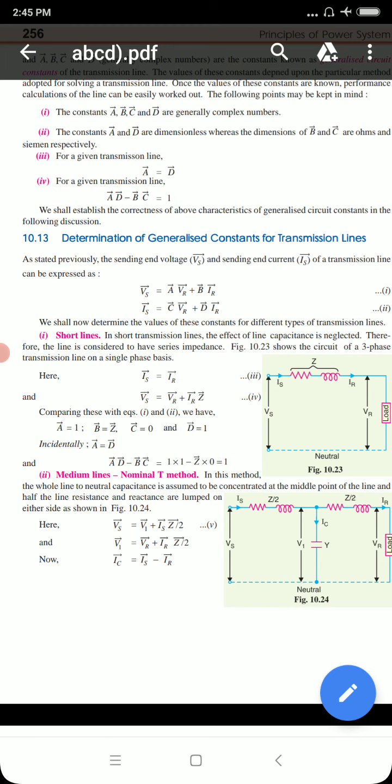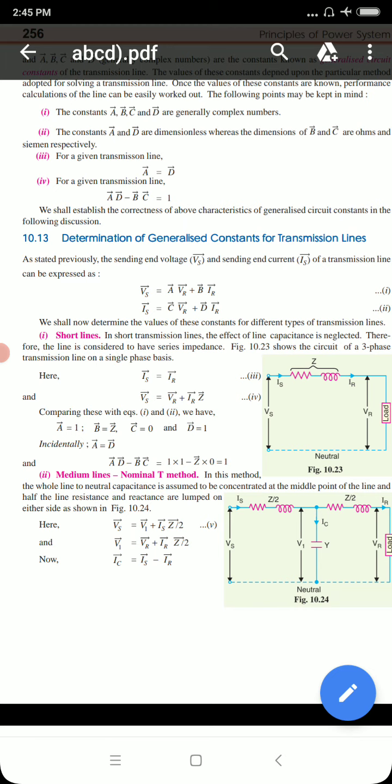If A is 1 and D is 1, you are getting A equal to D, as per the rule. Now you can get AD minus BC. You will get 1 into 1, since A and D are 1. B is Z, C is 0. So 1 minus 0 is 1. So this is proved.